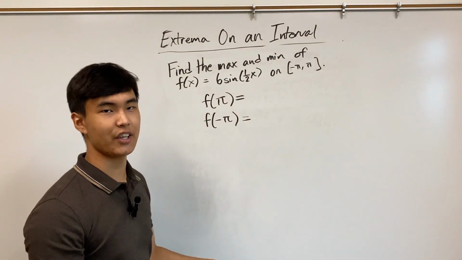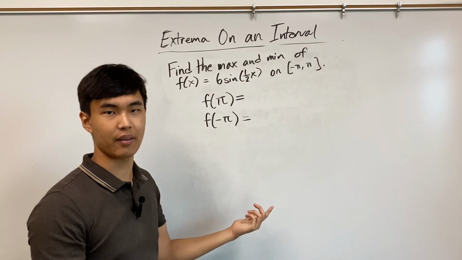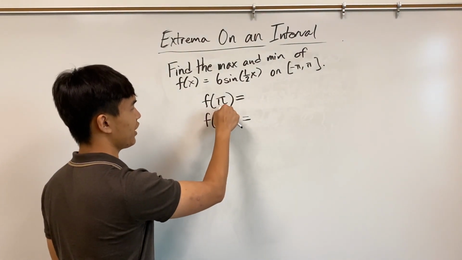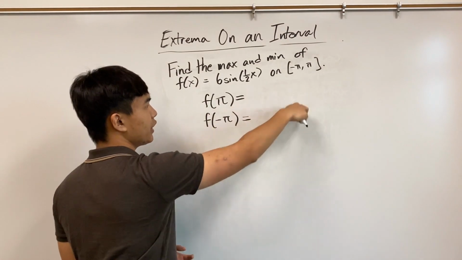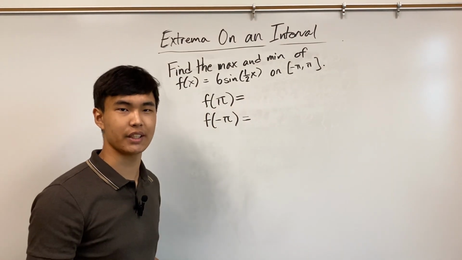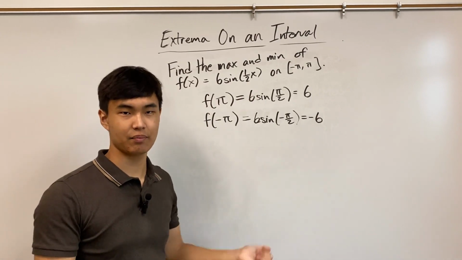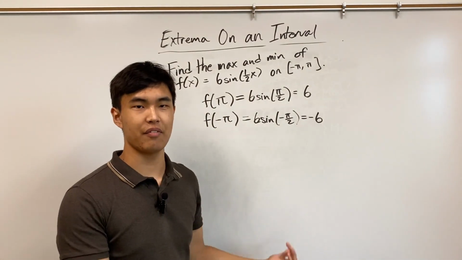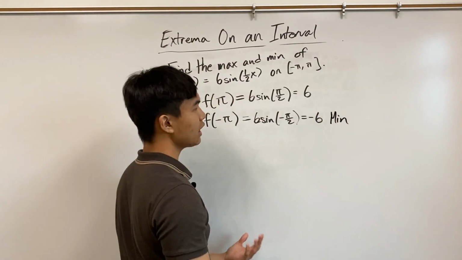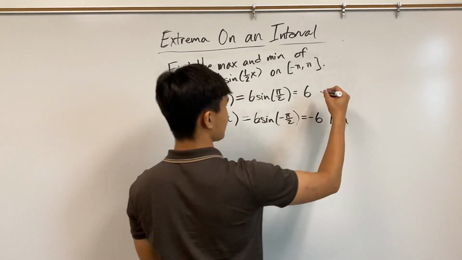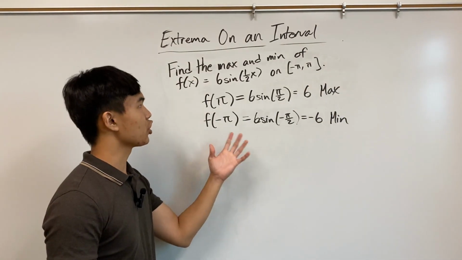Now we have to check the values of f of pi and f of negative pi. And notice that while this is our critical value we just found, it's also the endpoint of our interval, so we don't have to check it twice. We see that f of pi is 6 and f of negative pi is negative 6. Negative 6 is the lowest value that we found, so this is our minimum. Positive 6 is the biggest value we found, so this is our maximum. And that's how you find extrema on an interval.